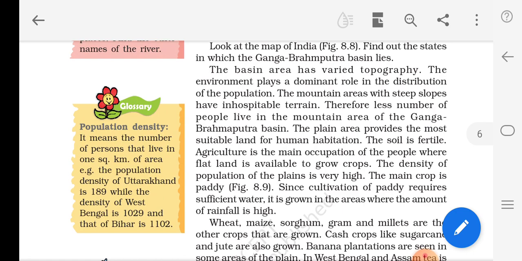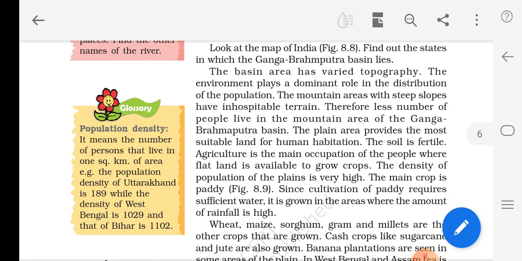So the same reason applies here also in the Ganga Brahmaputra basin. The Ganga starts from Himalaya, so that part of the area and the mountain areas are thinly populated. After it flows into the plains, that area is very highly populated because of the fertile soil, and agriculture is the main occupation. The flat land provides good human habitation, so that area will be highly populated.